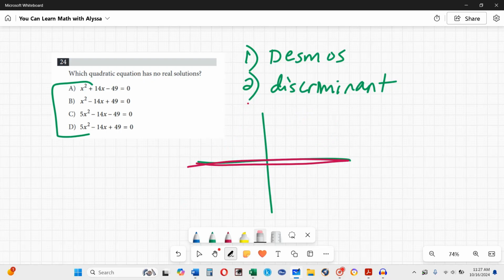When you're saying a real solution, it's where it crosses. And that could be just a little touch, or it could cross it twice. You're looking for the one that doesn't. And that's how you would find that answer.